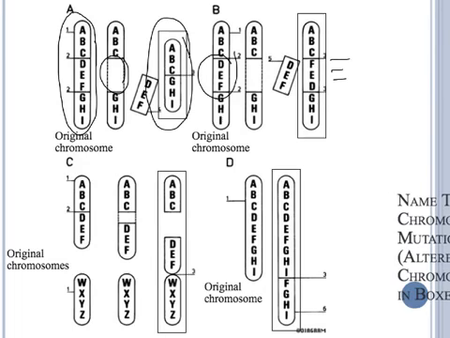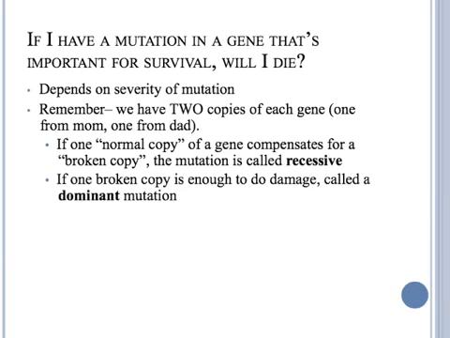So make sure you're checking your answers. In part C here, I'm taking a piece of this chromosome and I'm adding it on to this very different chromosome. So this would be a translocation. And in this one, I'm repeating this FGHI section, so that would be a duplication.